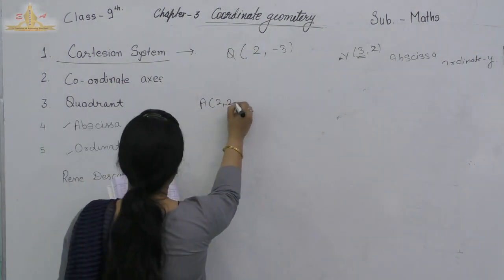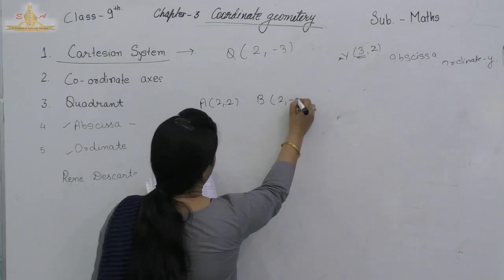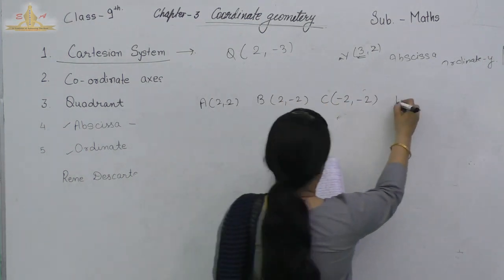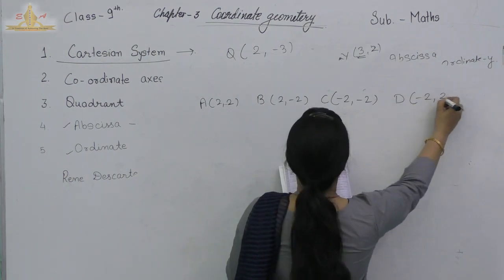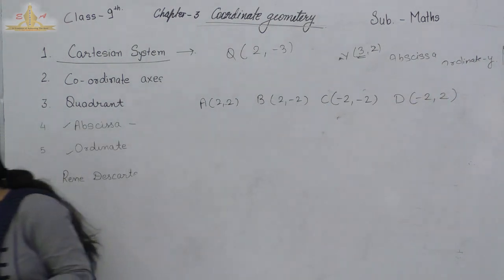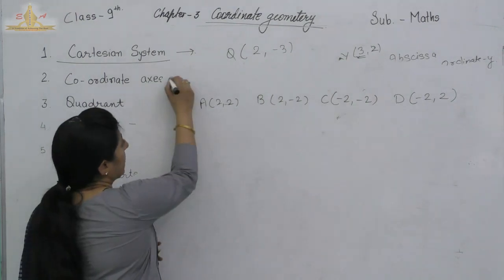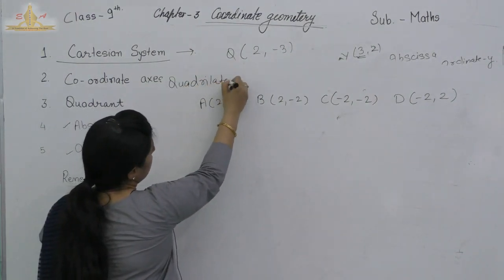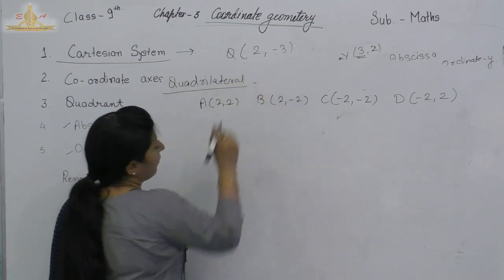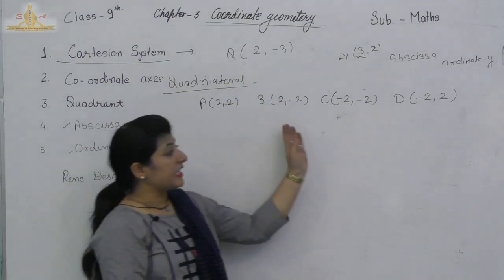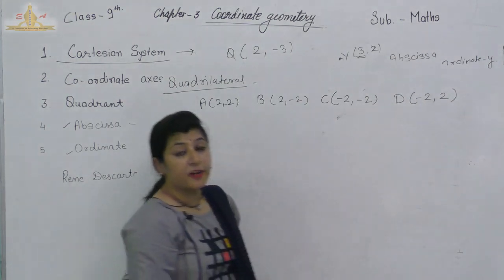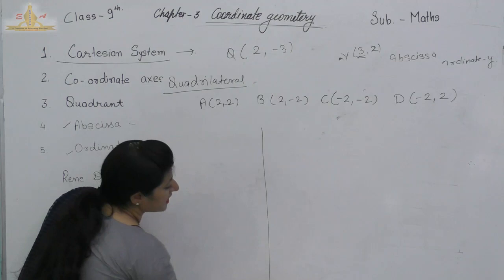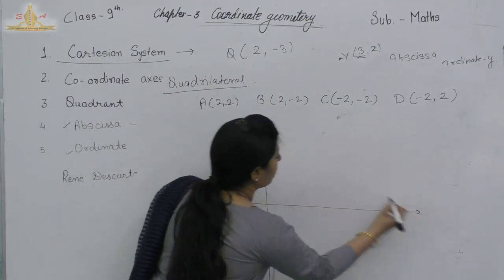A 2, 2, B 2, minus 2, C minus 2, minus 2 and D minus 2, 2. We have to draw a quadrilateral. Obviously we have 4 vertices A, B, C and D. Then we can draw a quadrilateral from it. See now, firstly plot a graph.